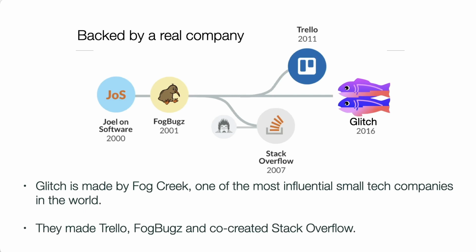You're probably all familiar with Stack Overflow. Well, Glitch comes from the same team that built that and built another very well-known project management tool, Trello. So it's got a pretty good heritage, and they seem to have done a fair bit of work in maintaining it over the years. It's now 5 or 6 years old at this stage.